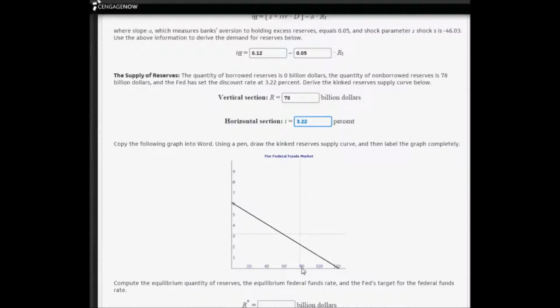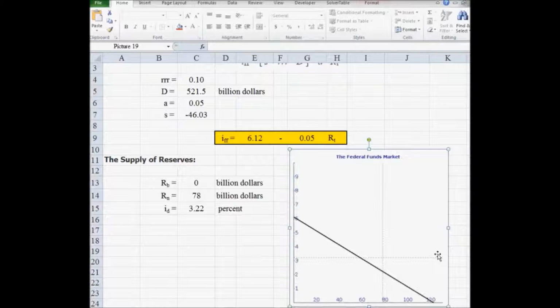So down here we have the supply curve, which is this part of the dashed cross, and the horizontal section here. It's the L shape right here. The demand curve, and then the equilibrium is right here. I've copied and pasted the diagram from Cengage Now into Excel. The supply curve is the L-shaped part of the dashed cross that starts at $78 billion, goes up until the discount rate of 3.22, and then goes right.